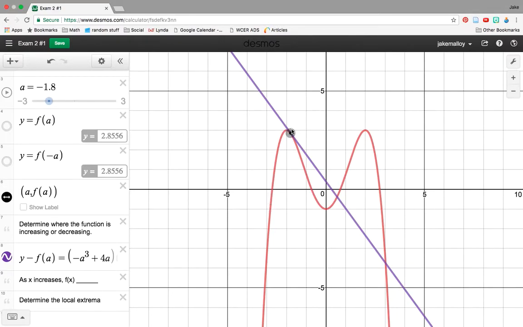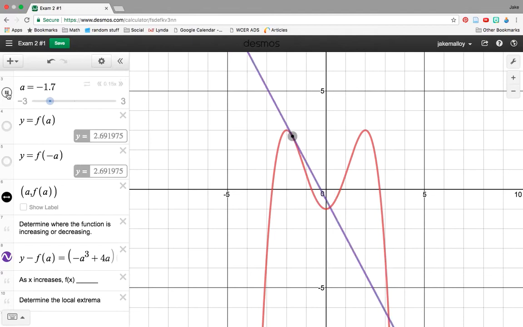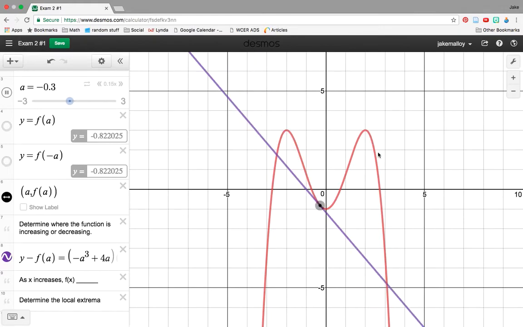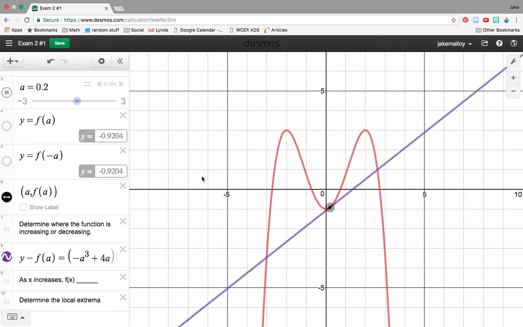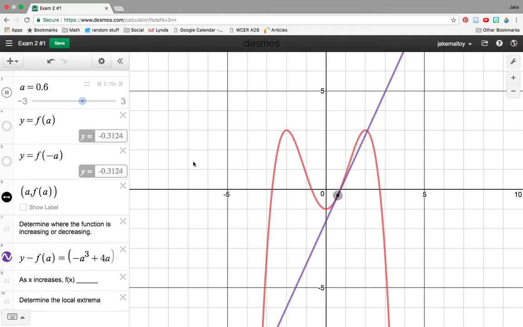Our function is increasing, and again, it increases from 0 to 2. And then it's decreasing from negative 2 to 0, and decreasing again from 2 on to infinity. So we can get a sense of that.